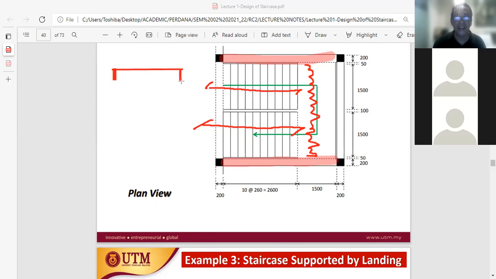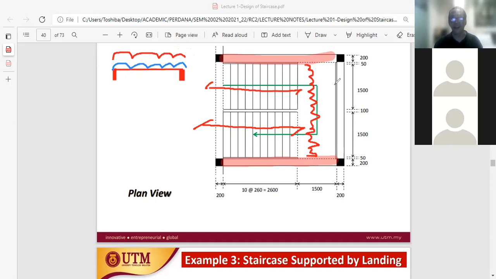Okay, so the landing is now behaving as the main component, and it is to be designed as a simply supported case because from what we see, there is no continuity on the right hand side dan juga on the left hand side. So the landing itself will be a simply supported component, but on the landing itself, atau pada landing tu, pertama sekali we will have the GK dengan QK of the landing, and jangan lupa the GK dengan QK ataupun the reaction coming from the staircase.